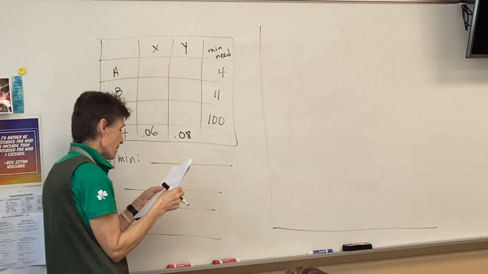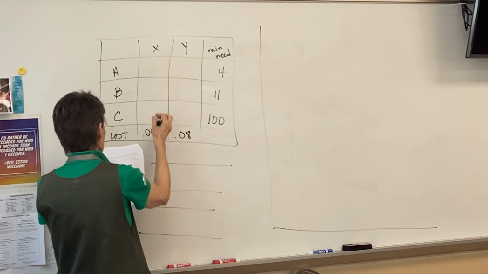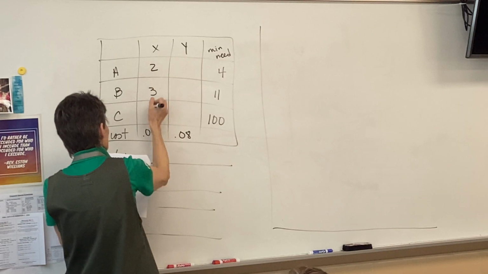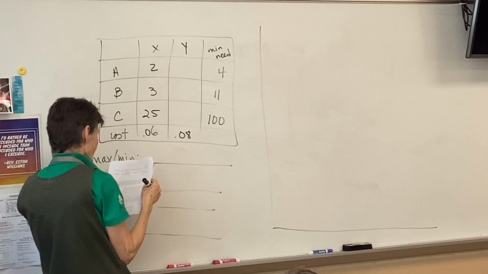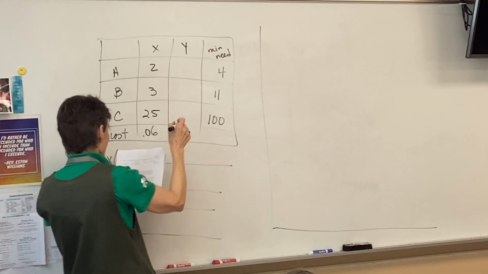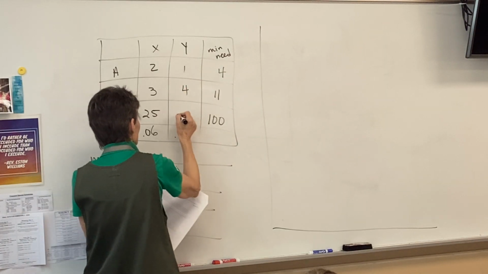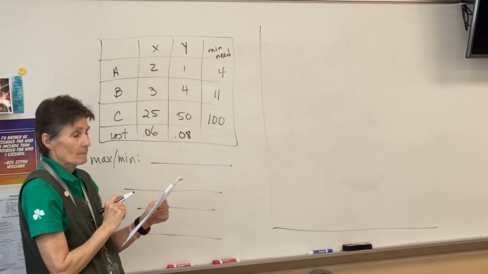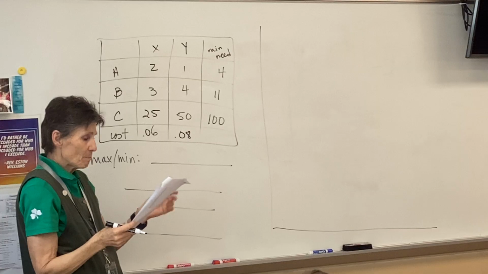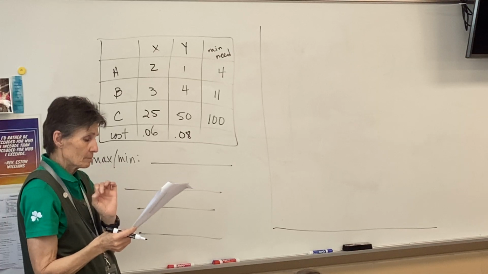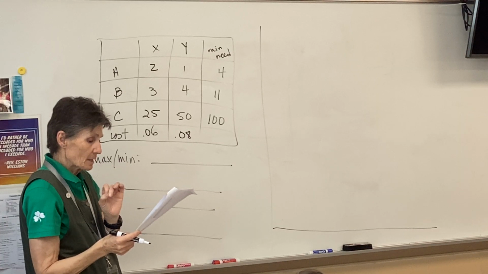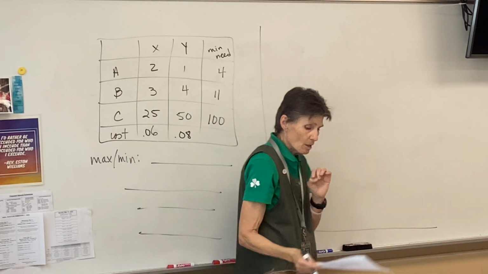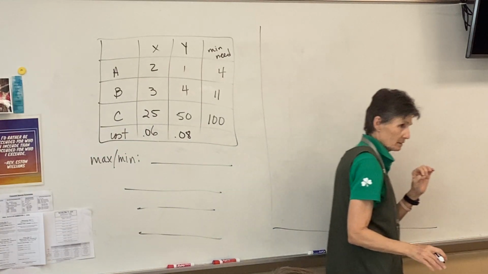Brand X gives me 2 A's, 3 B's, and 25 C's. And Brand Y gives me 1, 4, and 50. How does that look to everybody? Does that make sense? How many pills of each brand should he take in order to satisfy the minimum daily need most economically?